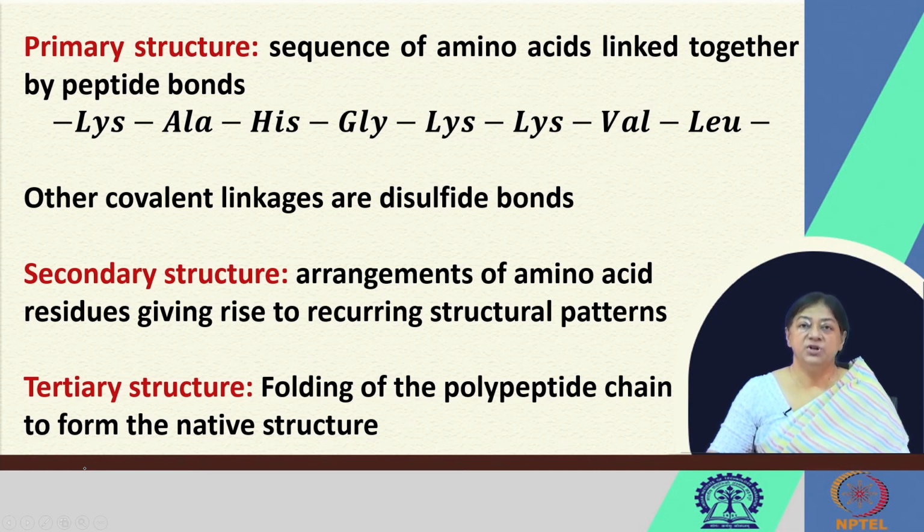The secondary structure gave us the arrangements of amino acids, giving rise to recurring structural patterns with specific geometry associated with them. The tertiary structure followed with the folding of the polypeptide chain to form the native structure, and we looked at the forces involved. In the next module, we will also be looking at the specific thermodynamics involved in this folding process.